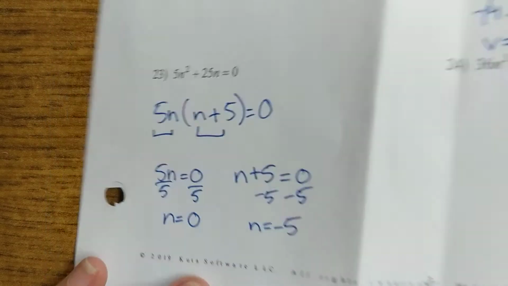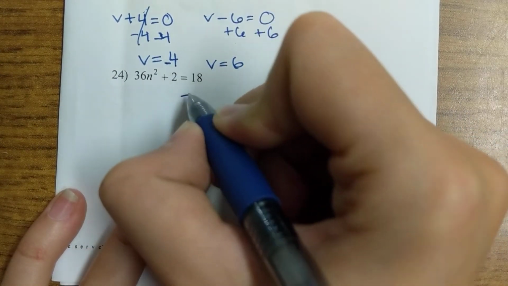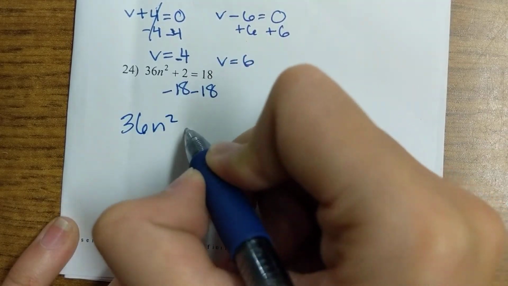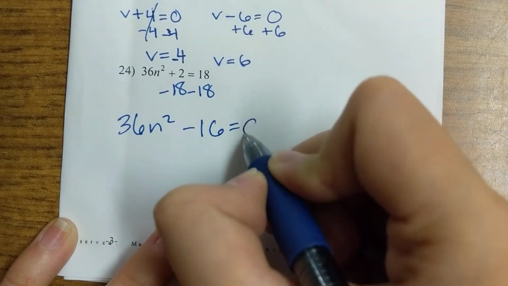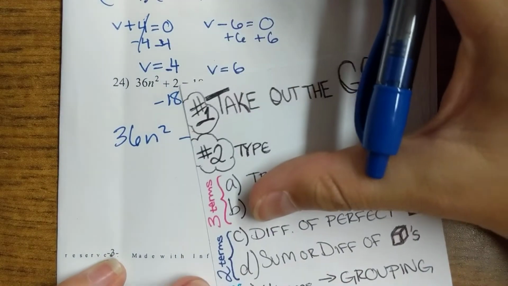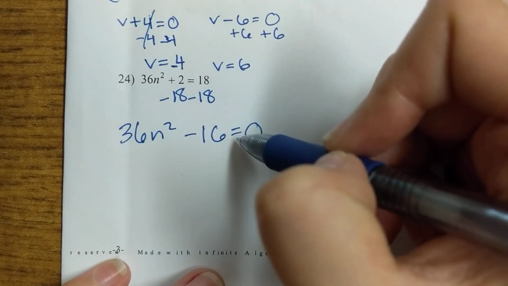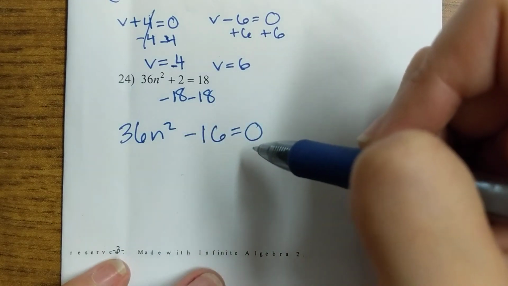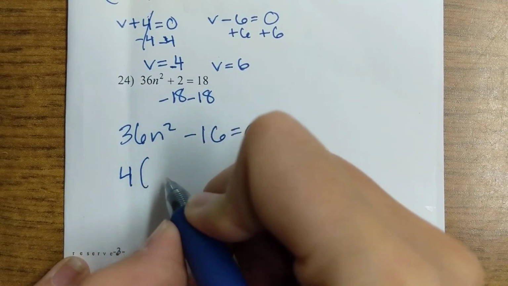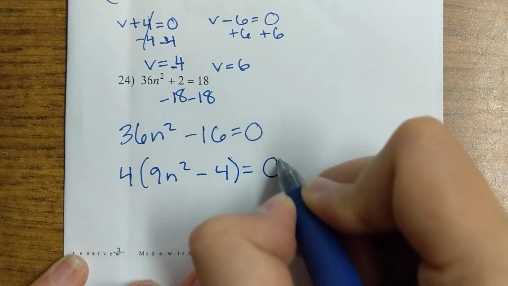And the last one I'm going to do is 24. Again, I want this all to equal 0, so I can use the zero product property. First step: is there a GCF? Yes, definitely 2. 4 goes into both of these as well, so take out a 4. And you're left with 9n squared minus 4 equals 0.